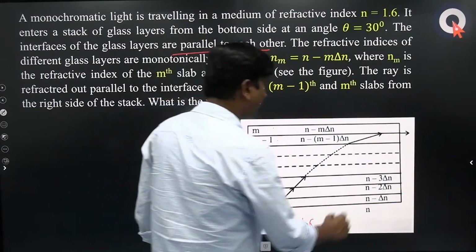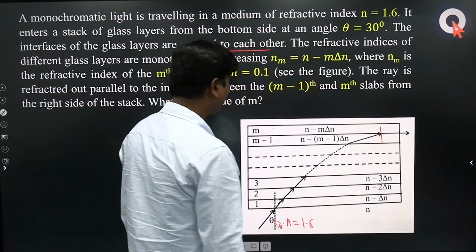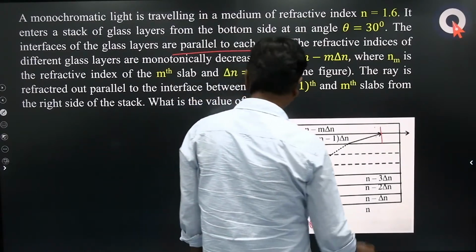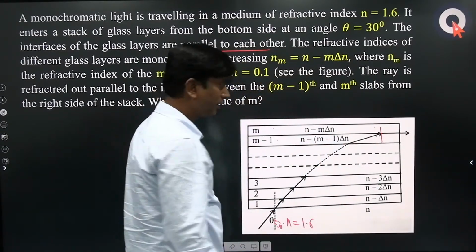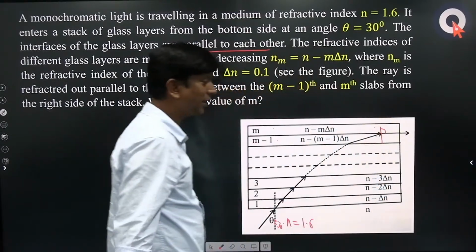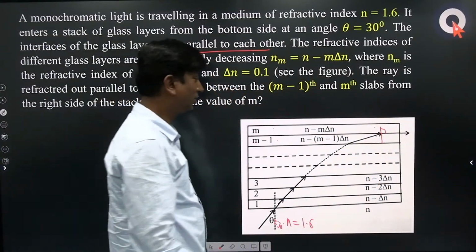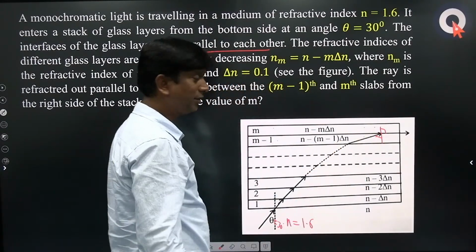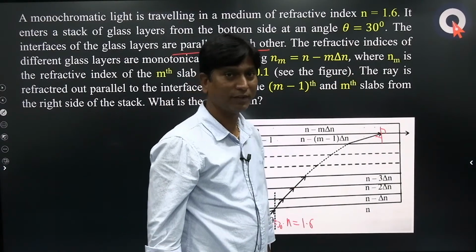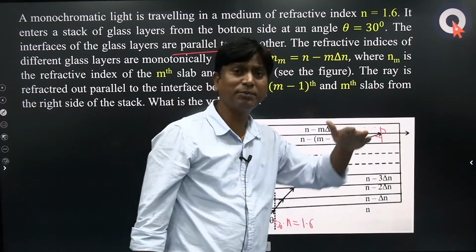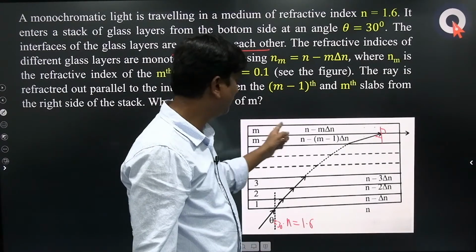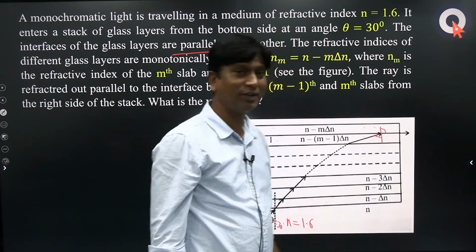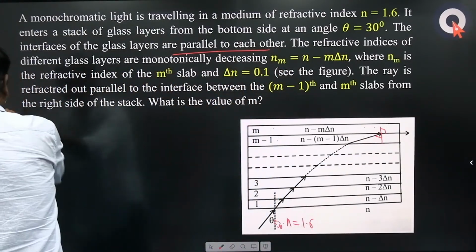That means whenever it is entering from m minus 1 into m, it is having an angle of refraction of 90 degrees. So this will become the critical angle between this layer and this layer, because it is always going from denser to rarer only. So it is bending away from the normal. Finally, between these two layers it is coming out like this, so this is a critical angle, so that it will have 90 degrees there.